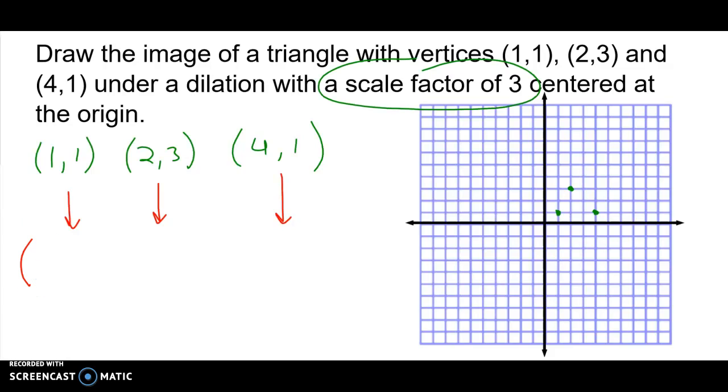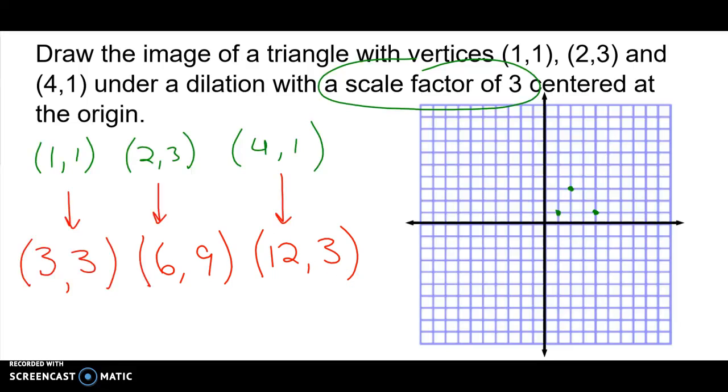So if you take the point (1, 1), and you multiply both those by 3, what are you going to get? (3, 3). If you take 2 and multiply it by 3, what are you going to get? 6, and 3 times 3 is 9. 4 times 3 is 12, and 1 times 3 is 3. So you literally just multiply everything by 3. This is super easy. And now 12 is going to be a little bit off the graph. That's okay. But go ahead and plot your new triangle.